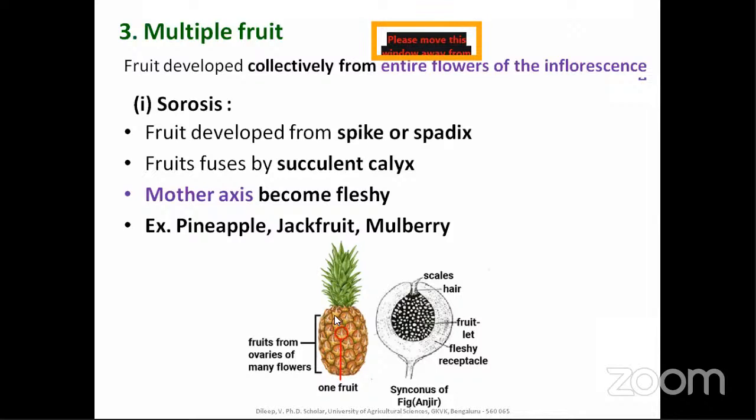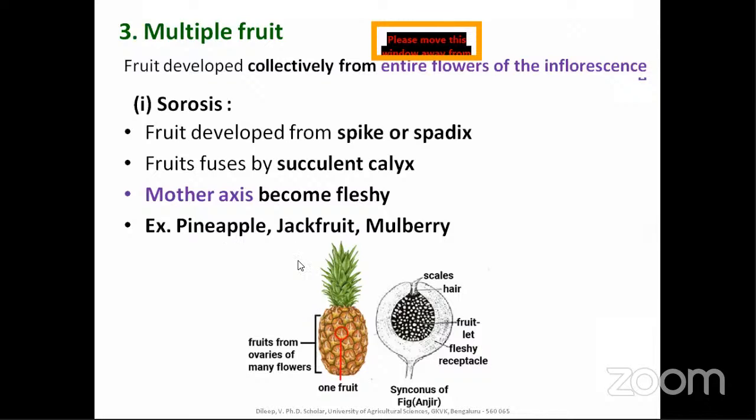So these are actually the calyx portion. The fruit is covered by calyx, and the mother axis becomes fleshy. So we can see when you eat the pineapple, there will be a core inside. That core is actually the mother axis of the inflorescence, from which these small individual fruits arise and are fused. Hence, it is called a multiple fruit.